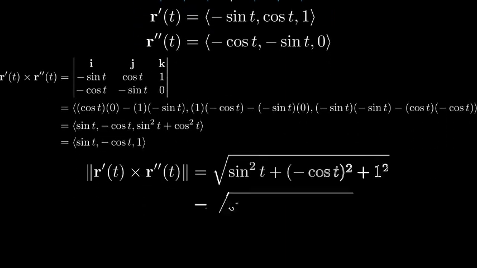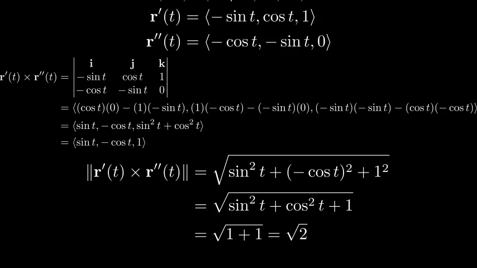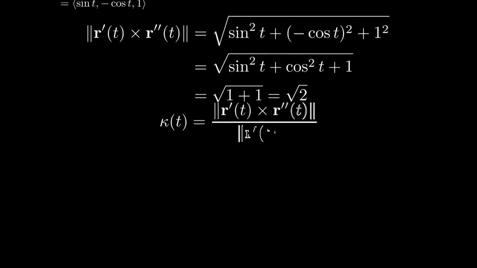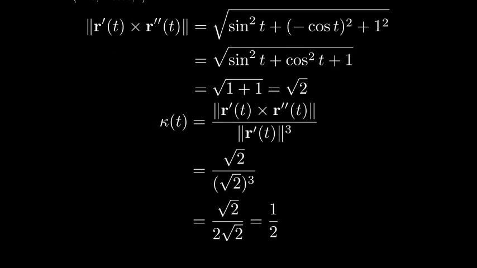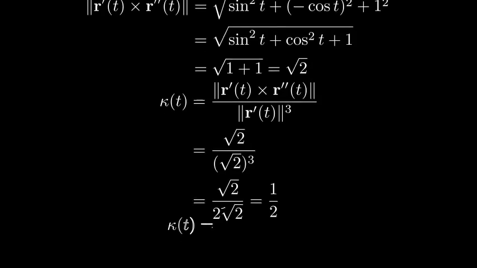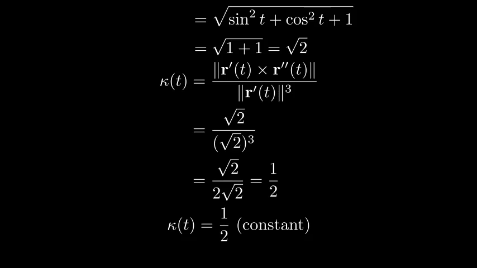The magnitude of this cross product is the square root of sine squared of t plus cosine squared of t plus 1 squared, which simplifies to square root of 2. Since the magnitude of R prime of t is also square root of 2, the curvature is square root of 2 divided by square root of 2 cubed, which equals square root of 2 divided by 2 times square root of 2, which equals 1/2. So our helix has constant curvature equal to 1/2. This constant curvature makes sense because a helix bends uniformly as it wraps around the axis.